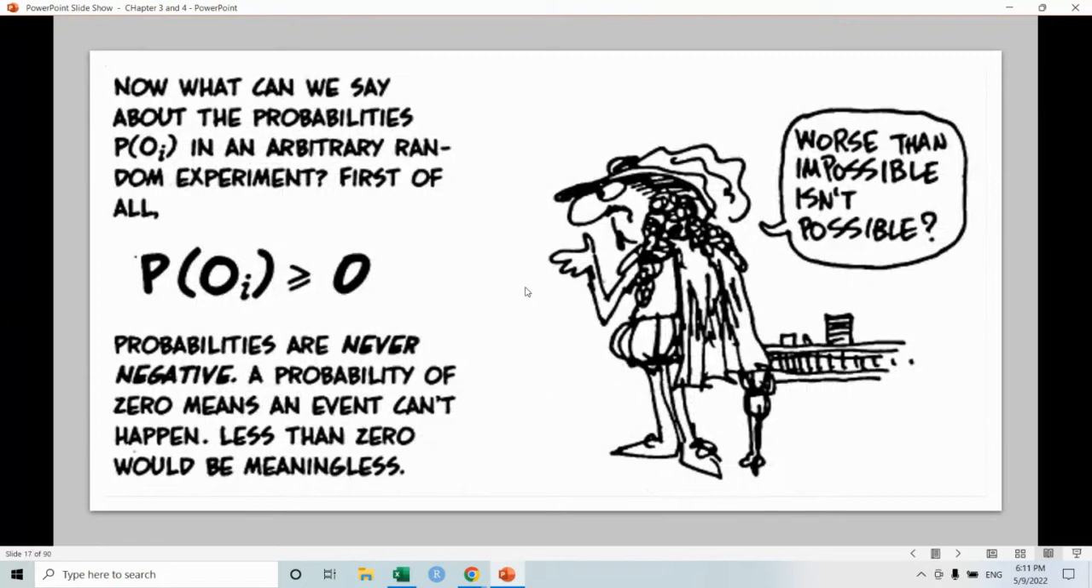Anyhow, so now what can we say about the probabilities of O in an arbitrary random experiment? So first of all, what is the probability of our outcome of interest being greater than or equal to 0? Right, so what does this mean? Probabilities are never negative. Probability of 0 means an event can't happen. So less than 0 would be meaningless. Same underlying concept in math.